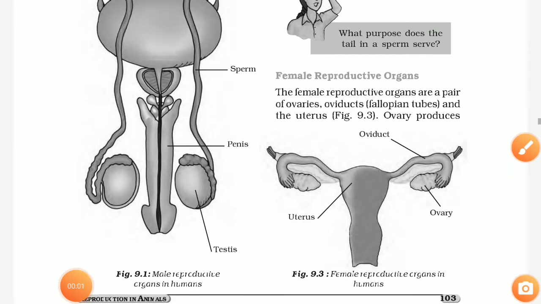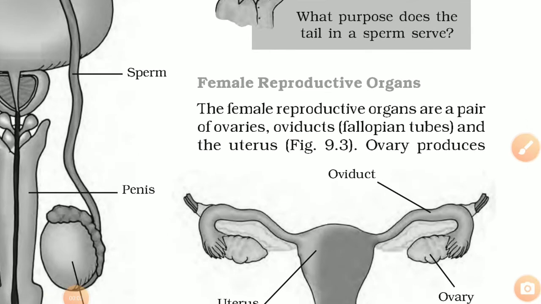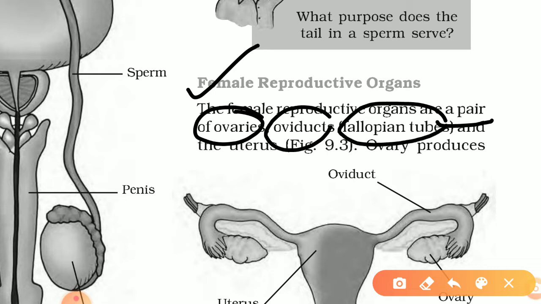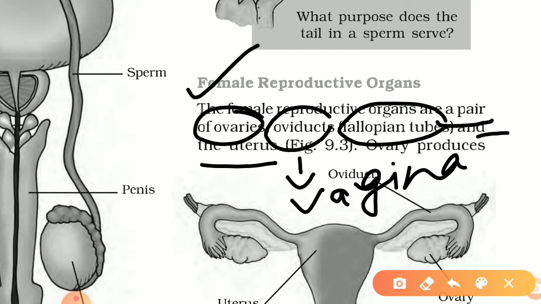Yes, good morning everyone. Children, last time we discussed the male reproductive system and the structure of sperm in detail. So today we will discuss the next part, that is the female reproductive system. A female reproductive system comprises one pair of ovaries, one pair of oviducts, which are also known as fallopian tubes. You should know their other name. And a single uterus. And one more is there, that is the vagina. So these are the parts of the female reproductive system.